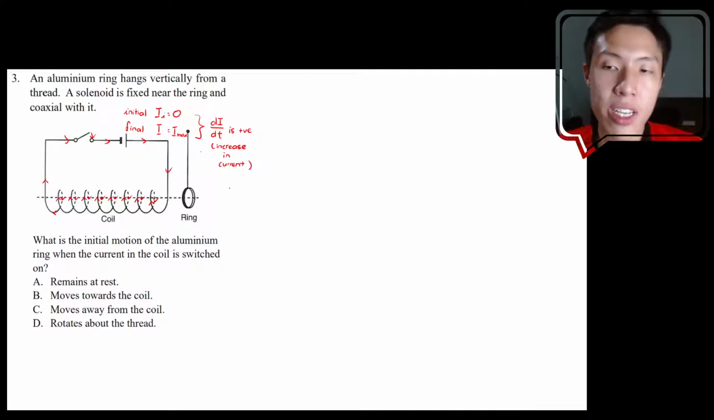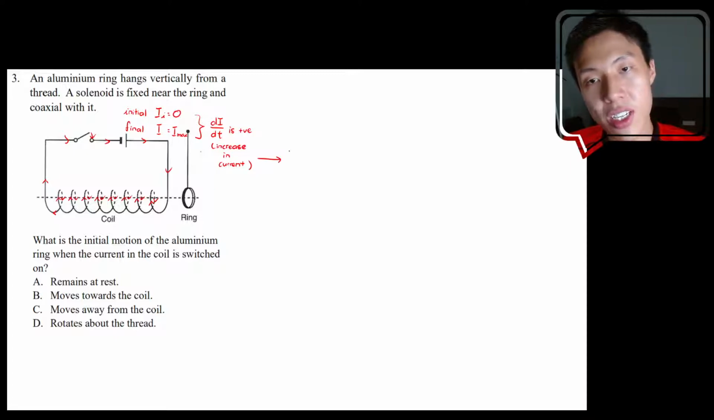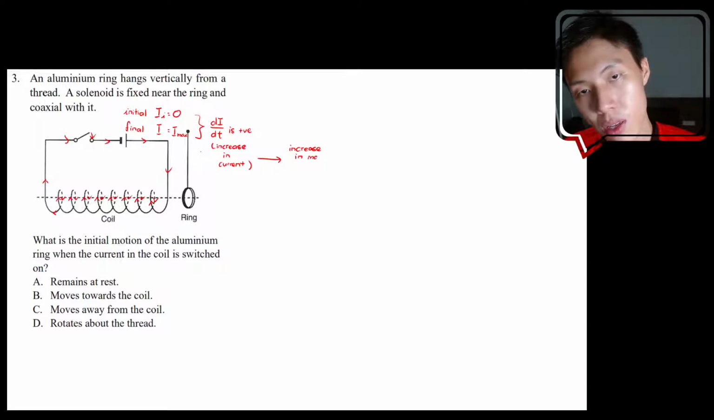When there's an increase in current, that increase in current is going to cause an increase in the magnetic field produced by the solenoid.